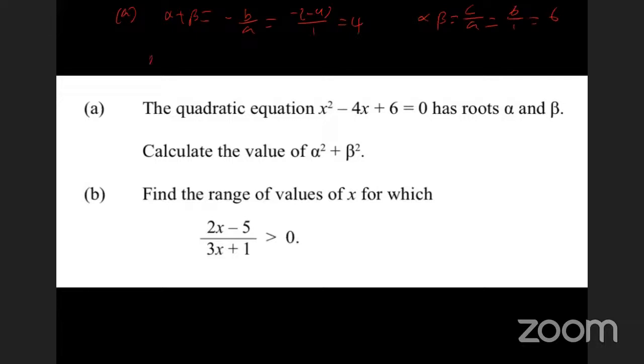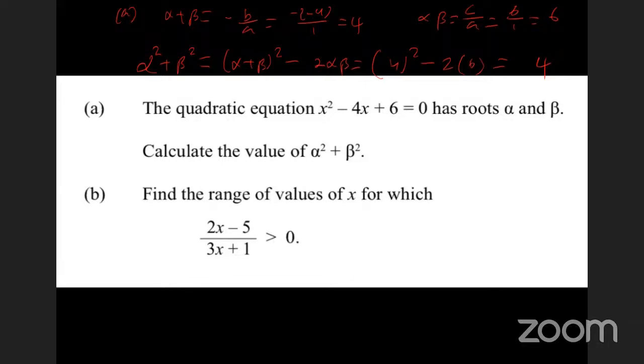Now they want us to get alpha squared plus beta squared. Of course, you have to learn this. That will be alpha plus beta squared minus 2 alpha beta. So alpha plus beta is 4, and alpha beta is 6. So that is 16 minus 12, which is 4. Nice. We good to go? Online, are you okay with that? Clear?